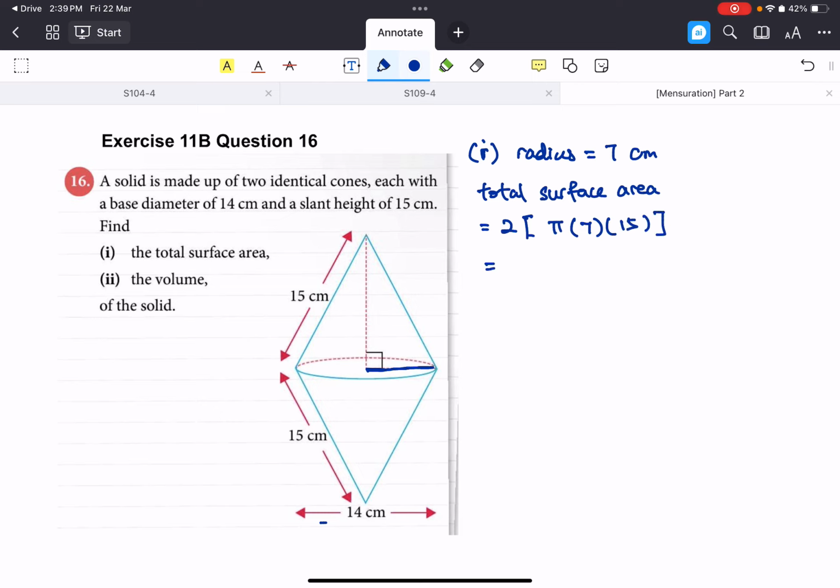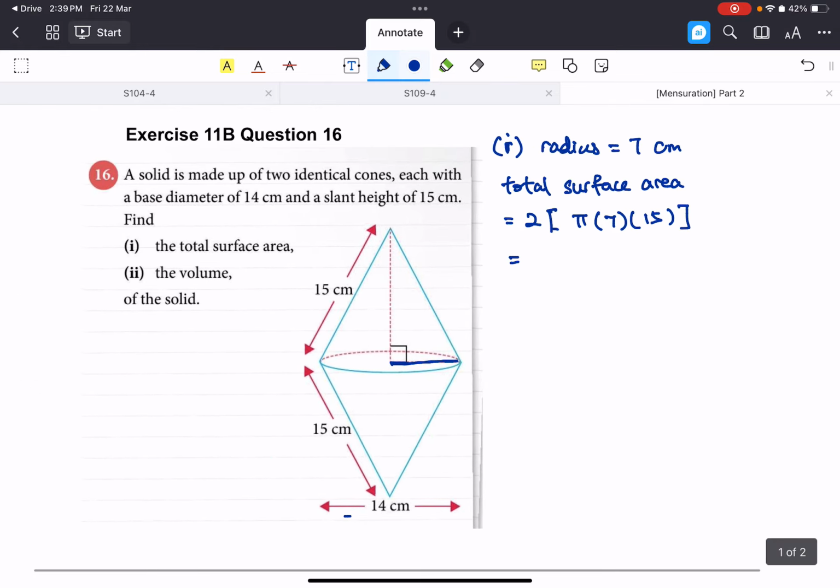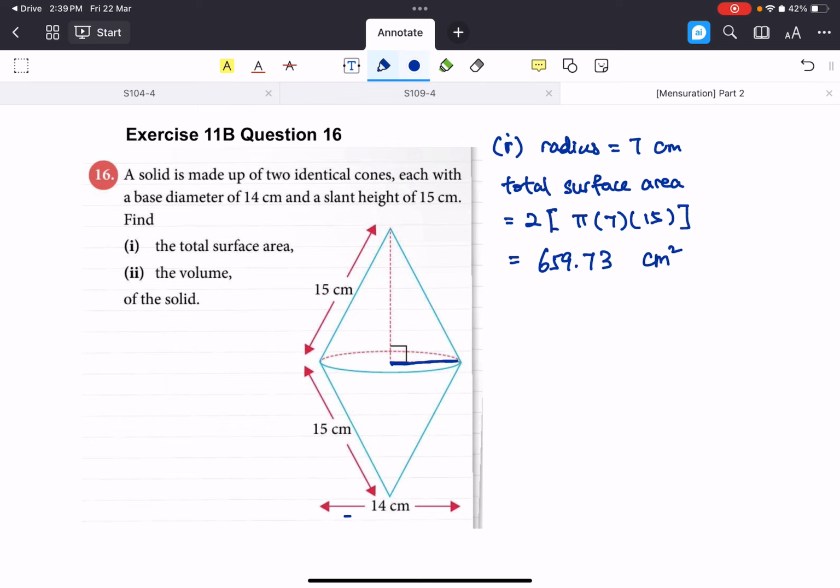Okay, so you work this one out. So take our calculators again. 7 times 15 times pi, multiplied by 2, that will give us 659.73, and the units is centimeter square. And of course, for this kind of non-exact values, it is always a good habit, remember, to write it to 3 significant figure. So this is 3 significant figure. Okay, so that's part 1.